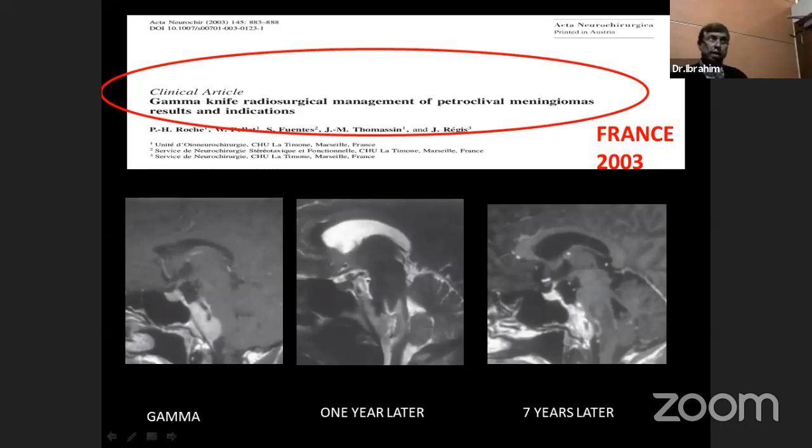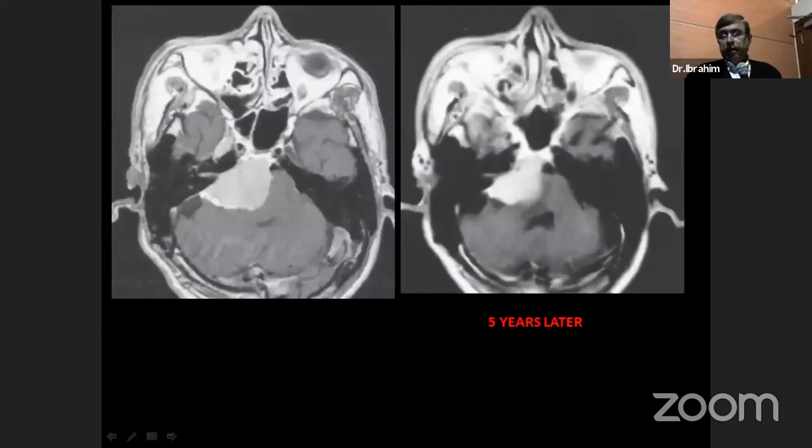You say, people, there is severe pressure on the brainstem. Your gamma knife will start acting after 6 months, complete its action in 3 years. You cannot leave the pressure on the brainstem like this. We don't care. That's the answer I get in conferences. We don't care. 1 year later, still the same, 7 years later. As I said, they don't use the gamma knife because it's better for the patient. They use it because it is good for themselves.